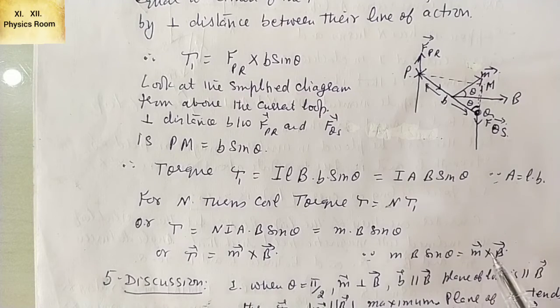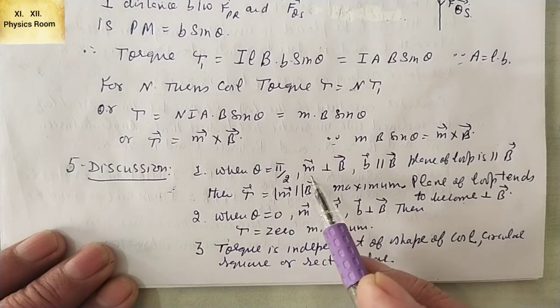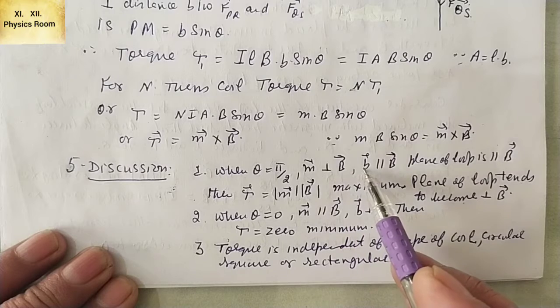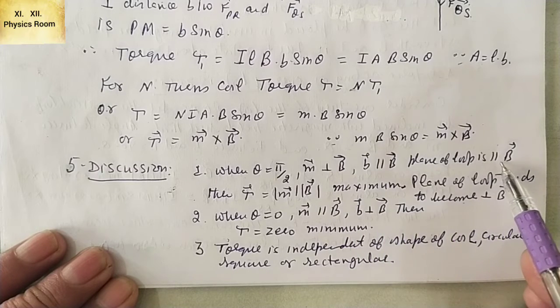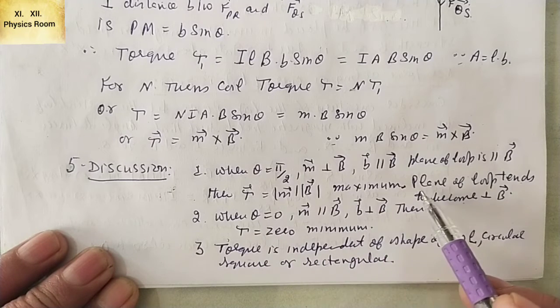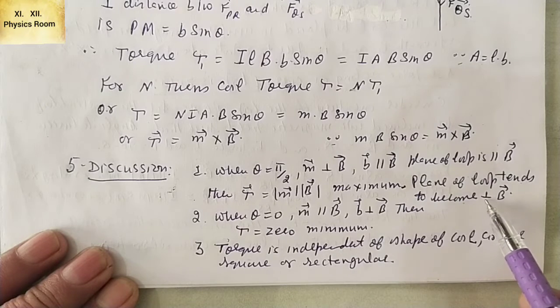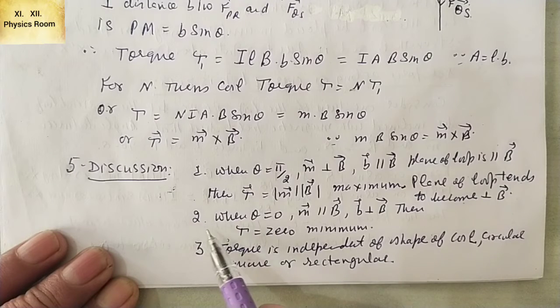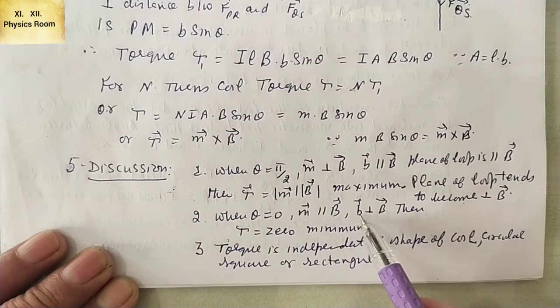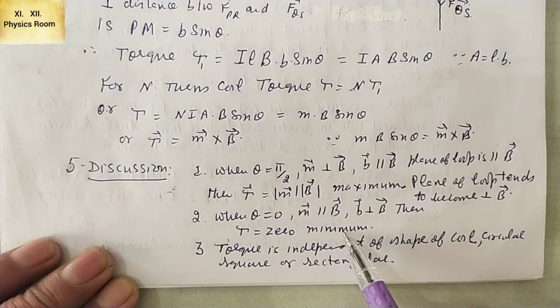Now the discussion part. When theta is pi by 2, M is perpendicular to B and small b is parallel to B, that is, the plane of the loop is parallel to B. Then torque will be M into B, maximum. The plane of the loop tends to become perpendicular to B. When theta is 0, M is parallel to B and small b is perpendicular to B, that is, the plane of the loop is perpendicular to B, then tau will be 0, minimum. The torque is independent of the shape of the coil, circular, square or rectangular.